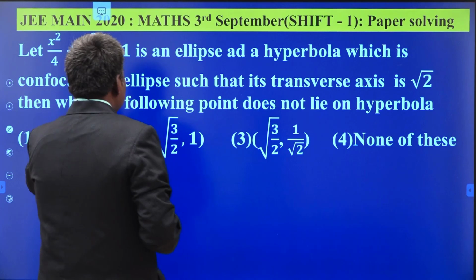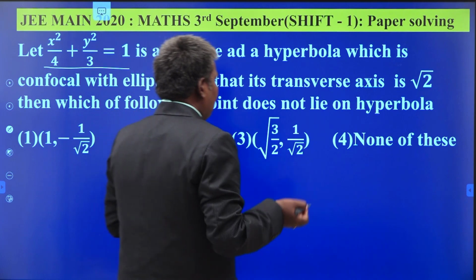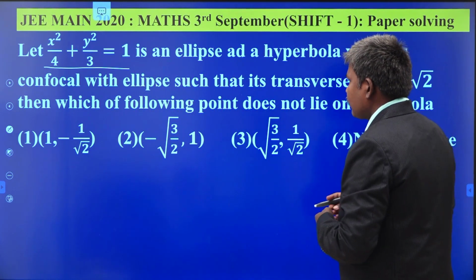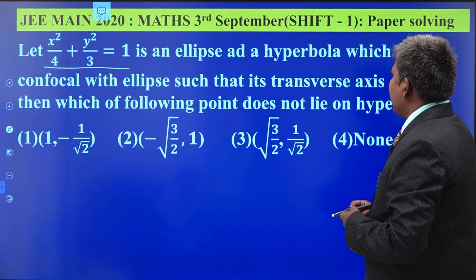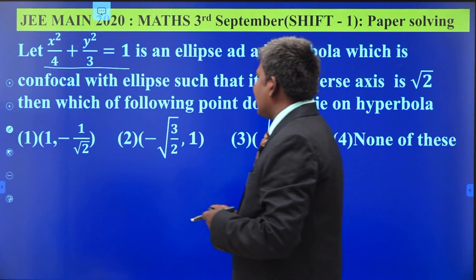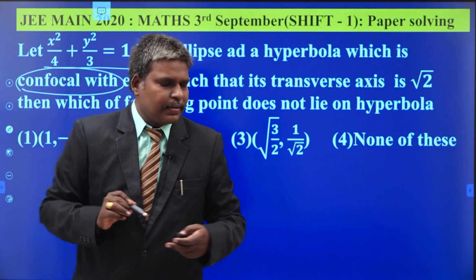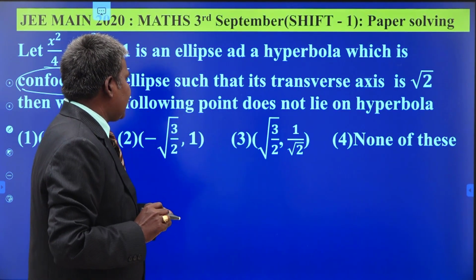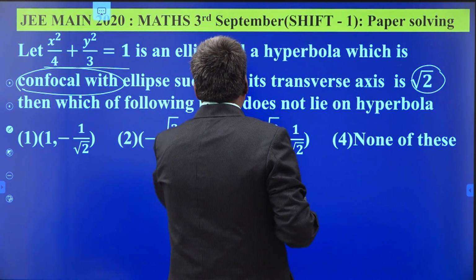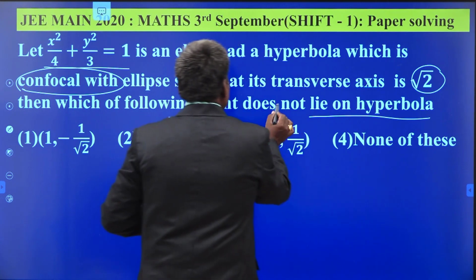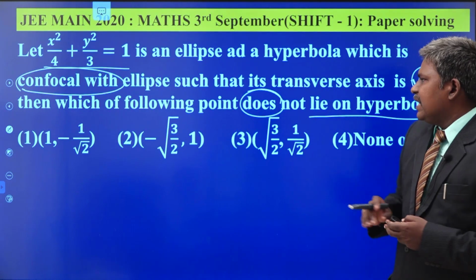See this one. This is the question related to geometry. Ellipse and hyperbola concepts are involved here. x square by 4 plus y square by 3 equal to 1 is an ellipse, and a hyperbola which is confocal with the ellipse. Confocal means both of them have the same foci. Confocal with the ellipse such that its transverse axis is root 2. Then which of the following points does not lie on the hyperbola? Does not. You have to catch this point.